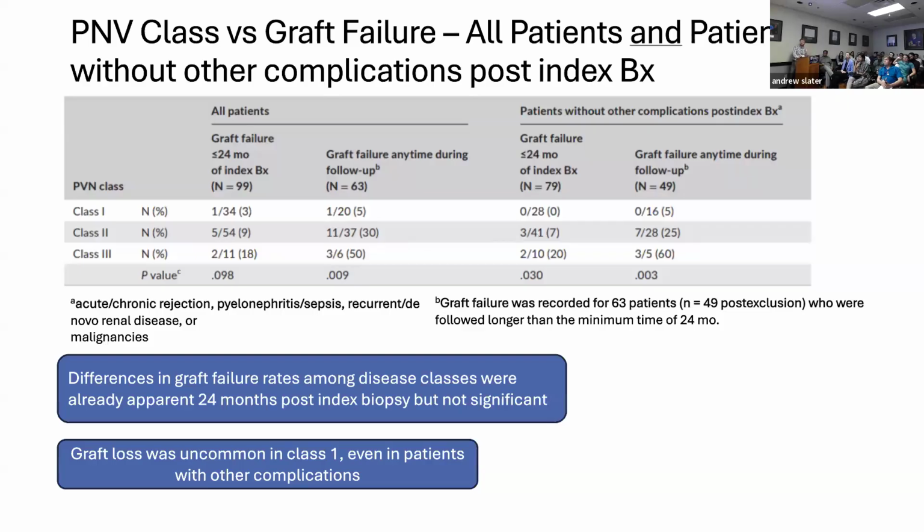Graft loss is very uncommon in class 1, right? Even in patients with these other complications.